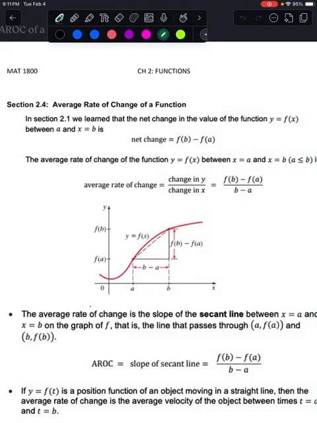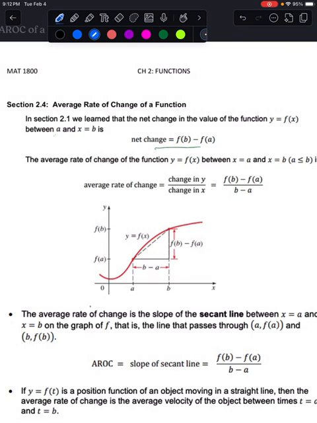Hello, this is section 2.4, average rate of change of a function. Now in section 2.1, recall that we learned that the net change in the value of the function y is equal to f of x between x is equal to a and x is equal to b is net change is equal to f of b minus f of a. So this is how we give the net change.